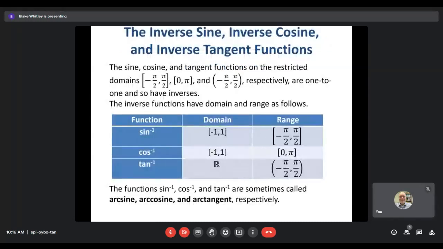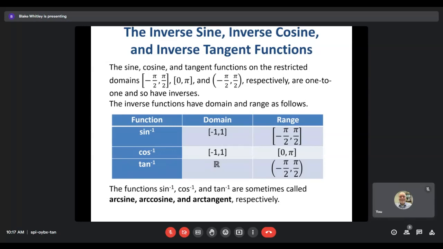All right, so we have an inverse sine, an inverse cosine, and an inverse tangent function, right? An inverse function for each of those three main trig functions that we've discussed already. The sine, cosine, and tangent functions have to be restricted on their domains to be able to even have an inverse function. So sine, we're going to restrict to negative pi over 2 to pi over 2. Cosine, we restrict from 0 to pi. And then our tangent function has to be restricted from negative pi over 2 to pi over 2.